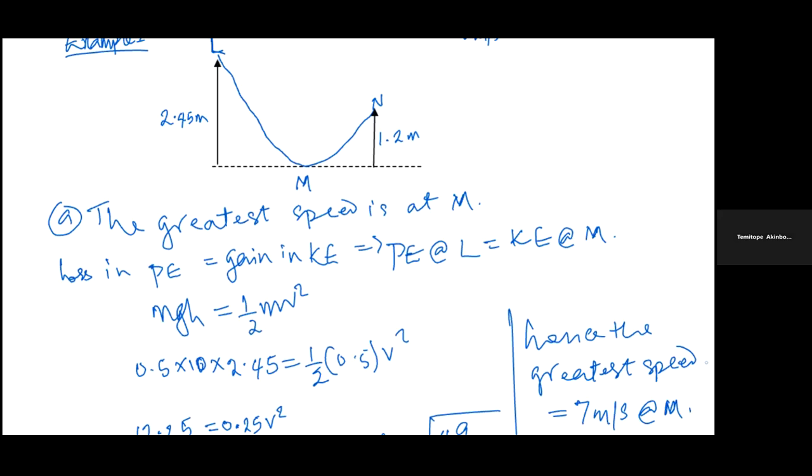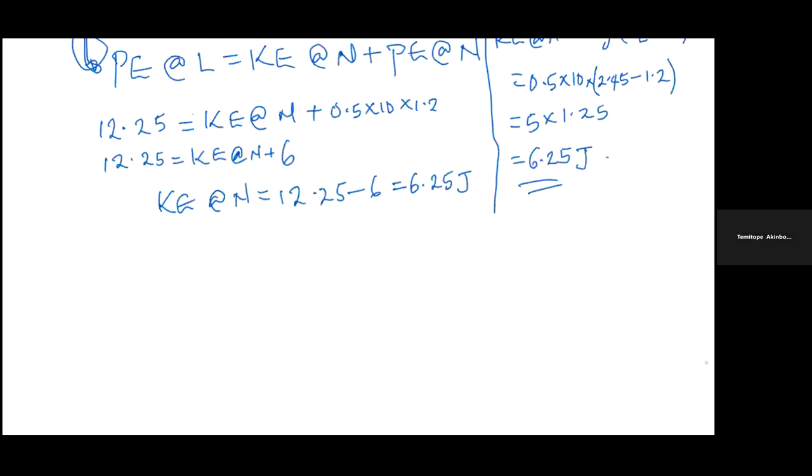So it will go back up. There will be loss in potential energy. Then there is tendency to come down back to M. Then it will be permanently at rest there. Why will that be so? Because the height of M is higher than that of N. So, since we have answered question B, from B, kinetic energy at N equals 6.25.